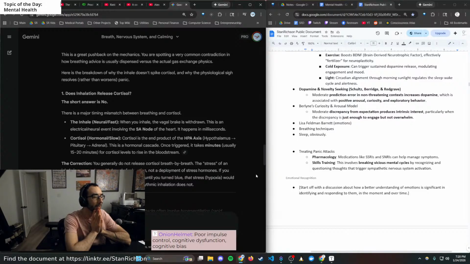Cortisol is the end product of the HPA axis, the hypothalamus to pituitary to the adrenal. This is a hormonal cascade. Once triggered, it takes minutes for cortisol levels to rise in the bloodstream. You generally do not release cortisol breath by breath. The stress of an inhale is a momentary withdrawal of relaxation, not a deployment of stress hormones. If you inhaled and held your breath for 2 minutes until you turn blue, that stress would eventually trigger the HPA axis. But normal rhythmic inhalation does not.